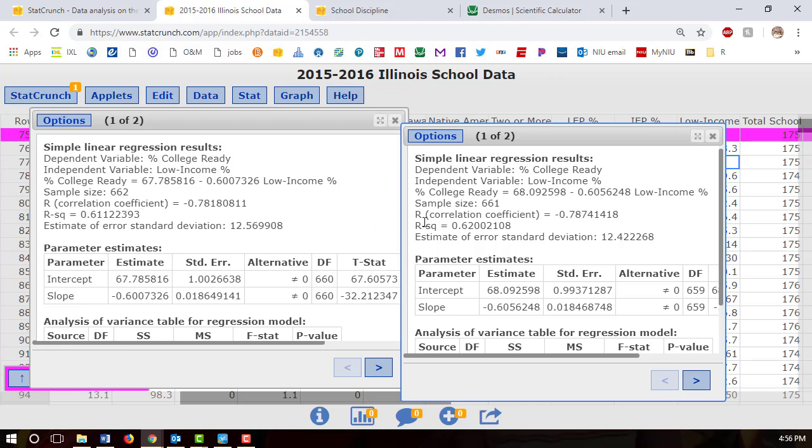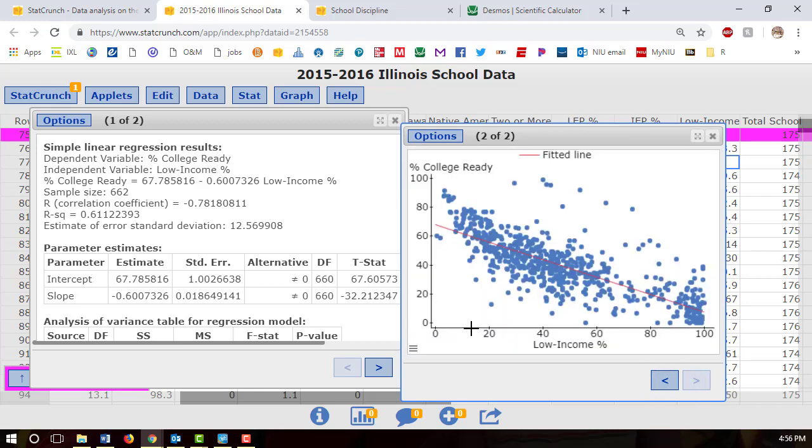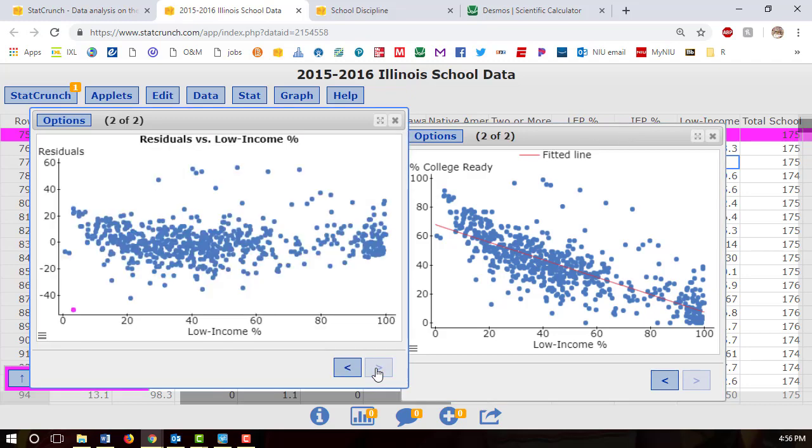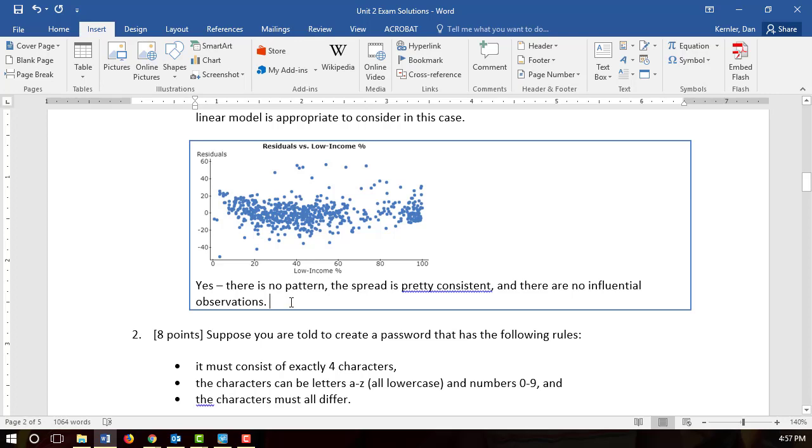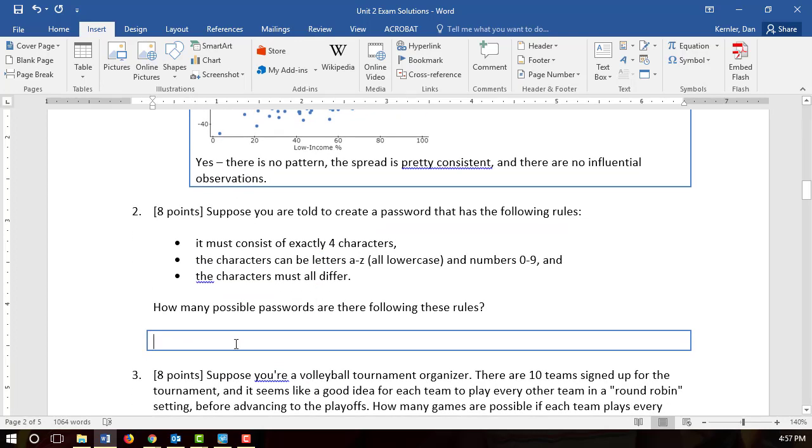Right, see, so it really didn't change anything, even though it is a pretty significant outlier down there. It didn't actually affect it too badly. So we could say yes, a linear model is appropriate. All right, moving on to the next one.